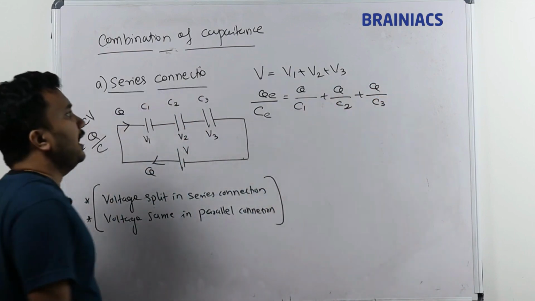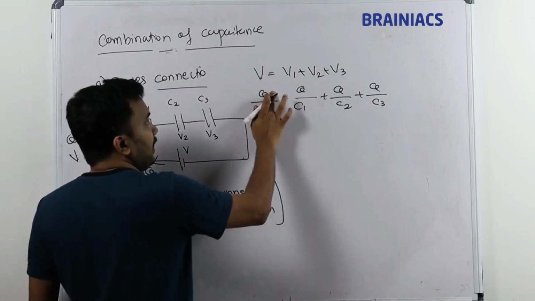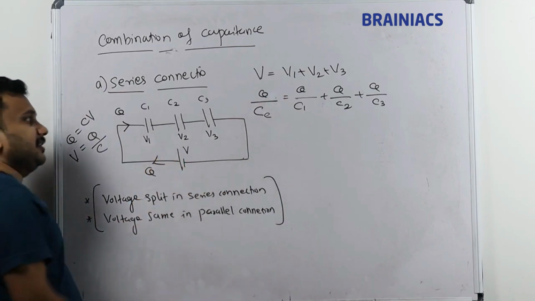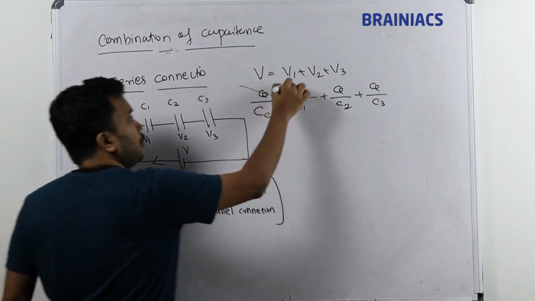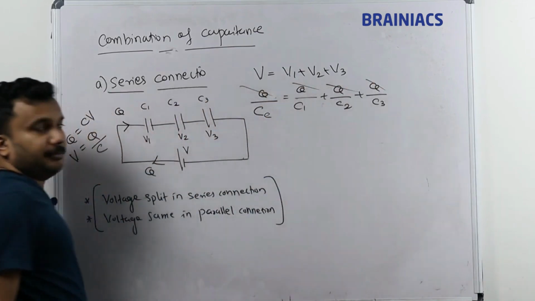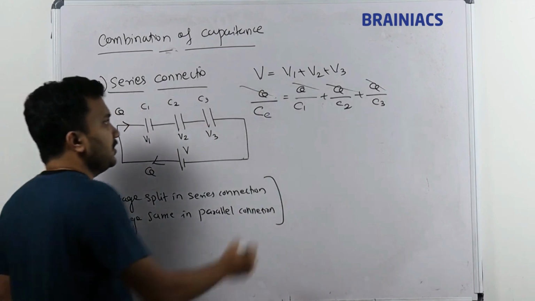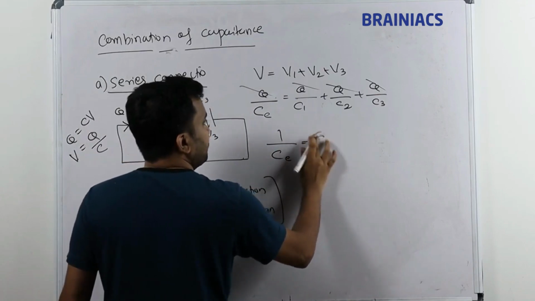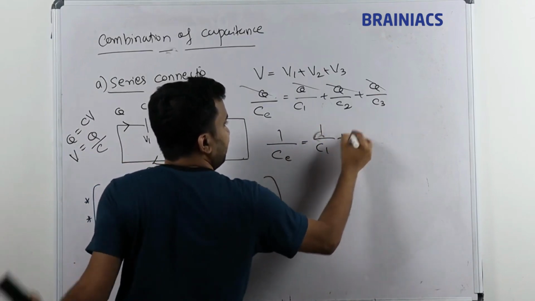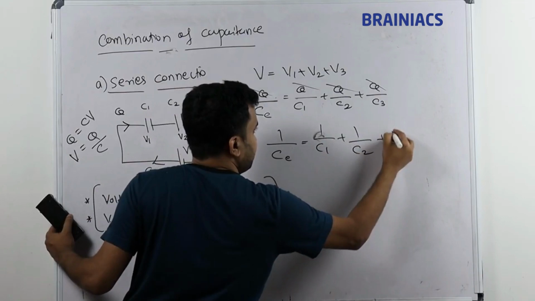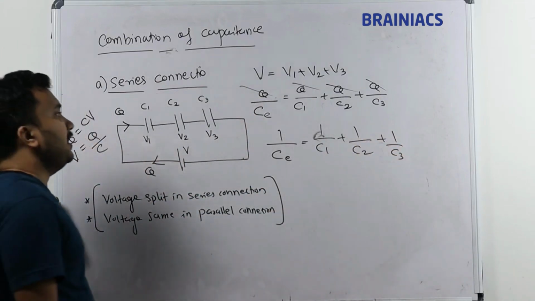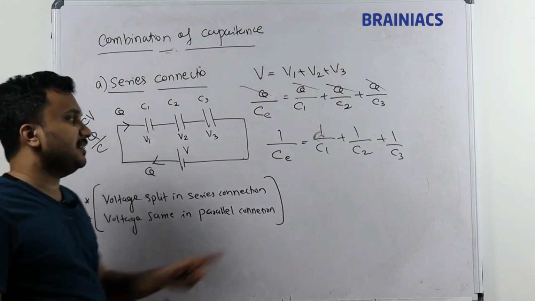So what will happen? This is the total charge. Q effective is also equal, effective meaning the charge coming from the battery. That is also called Q. All the Q will get cancelled from both LHS and RHS. So what is the total C effective? It is 1 by C1 plus 1 by C2 plus 1 by C3. This is called the effective capacitance in case of a series connection.